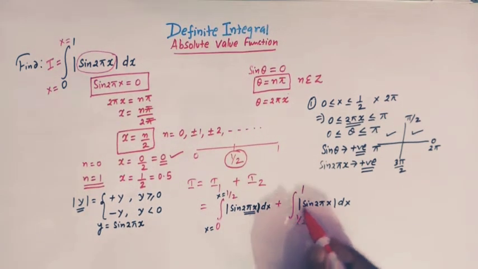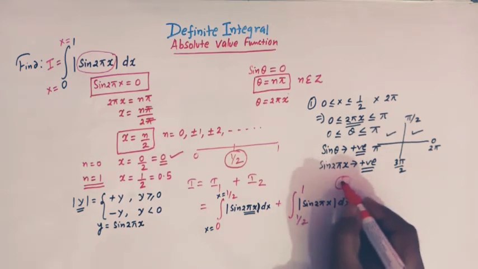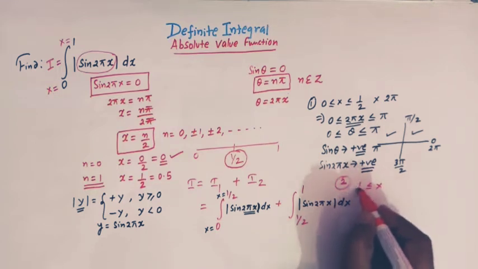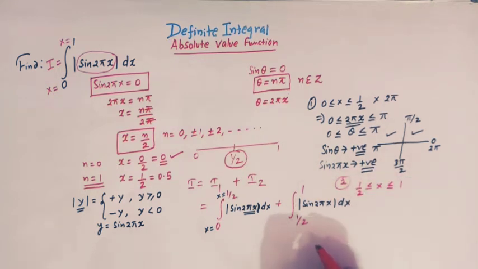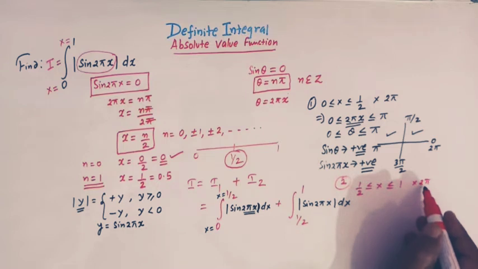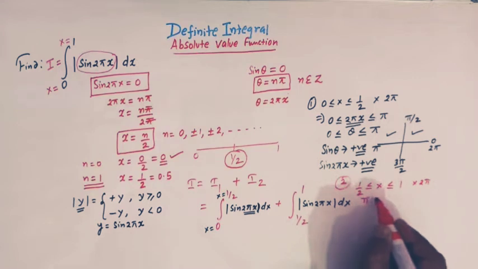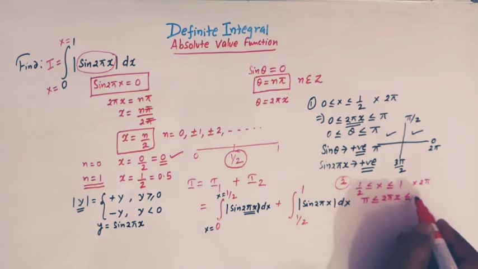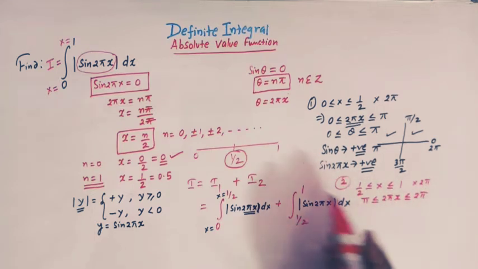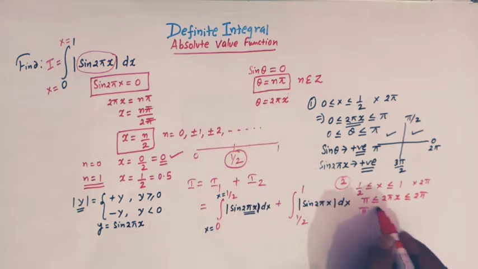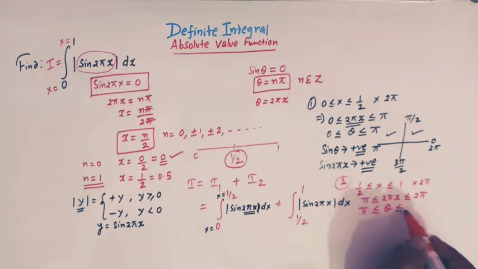Now let us take this integral. Here we see that x lies between half and 1. If we multiply this entire inequality by 2 pi, then the 2 and 2 get cancelled, and here we have pi, here we have 2 pi x, and here we have 2 pi. Taking 2 pi x as theta, theta lies between pi and 2 pi.